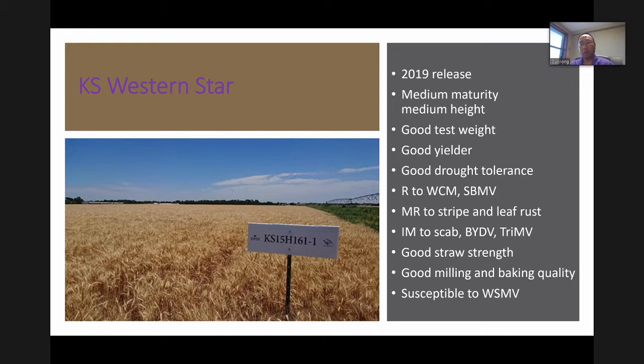And another good feature of this variety is the straw strength. Actually, this straw strength is very good to fit into central Kansas. And this variety has good milling and baking quality. So, it is susceptible to wheat streak mosaic virus, but that's not very important because it has a resistance to wheat curl mite, so it will reduce the mite population, and wheat will have less chance to be exposed to the mites, and then also less chance to be exposed to those viruses. So we'll get protected from that mite resistance.